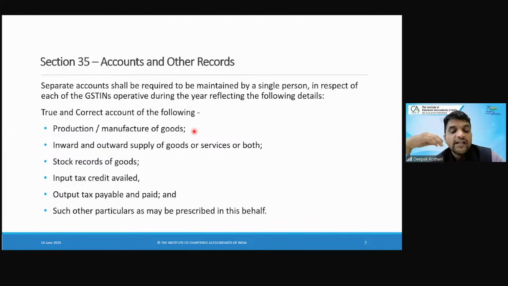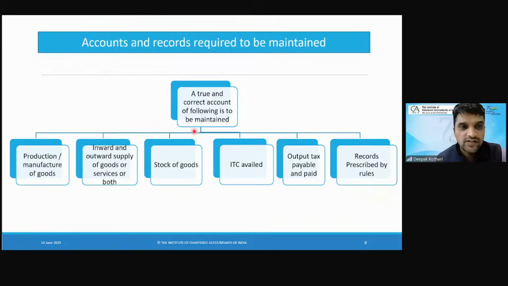Okay. And any other particulars as may be prescribed. So if by notification they prescribe, then that also has to be maintained. So what all, again, to recapitulate, accounts and records, what are to be maintained?